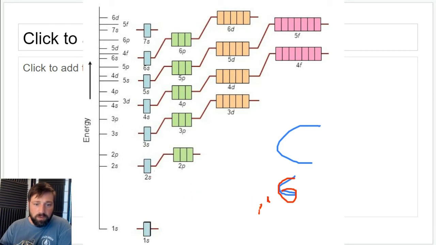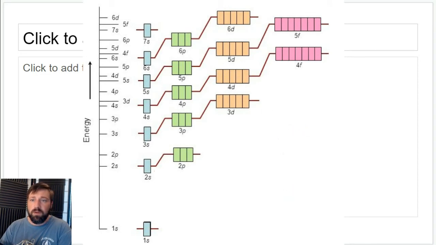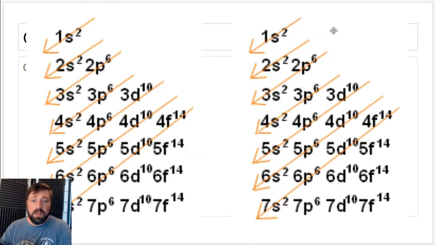If you wanted to go through and actually memorize and draw this Aufbau diagram, that's one way, but then you have to kind of memorize this order, 1s, 2s, 2p, 3s, and kind of build this, which can be a little confusing. Another way, I know what a lot of people do, is use this method.